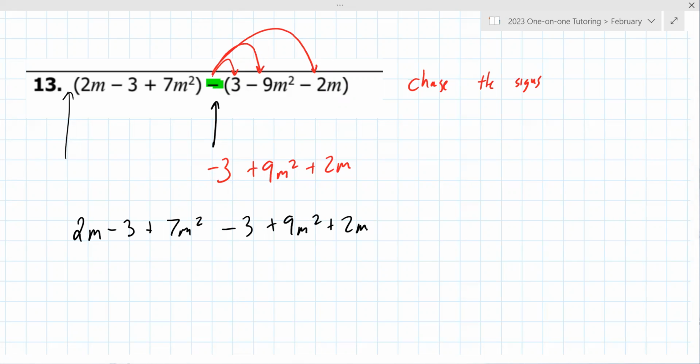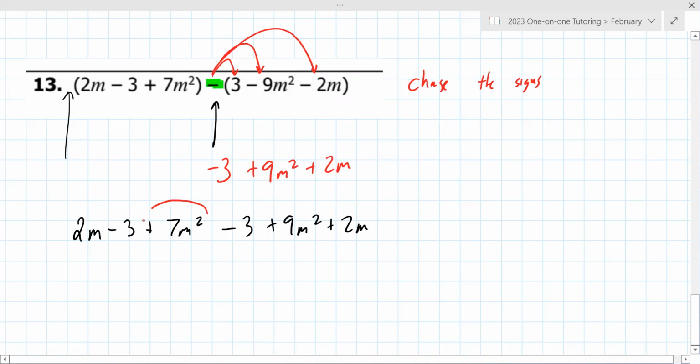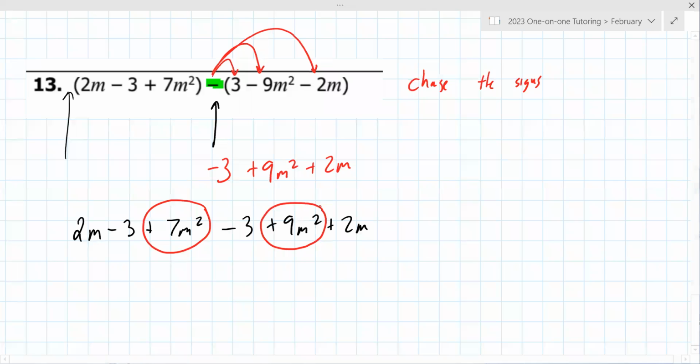All right. Now, again, combining like terms. So you look for the highest degree exponent. Positive 7m squared, positive 9m squared. 16m squared. Good.